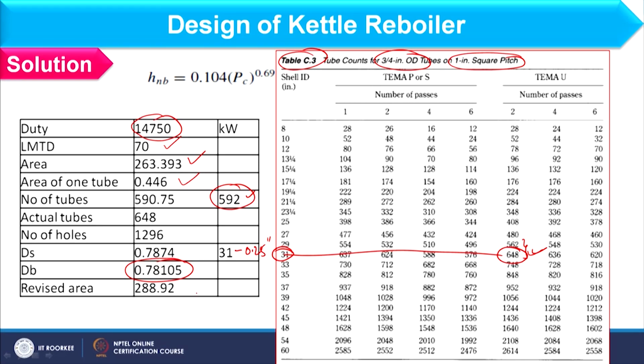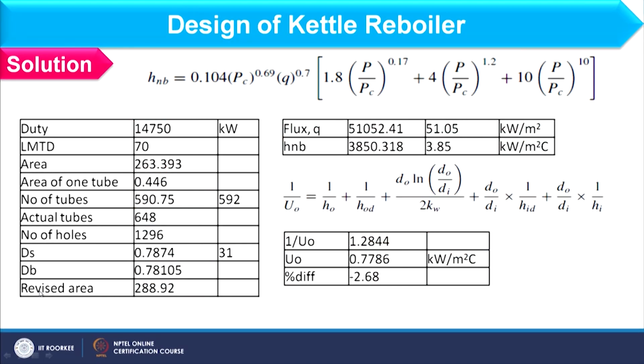Because the number of tubes is changing now, we have to find out the revised area, multiplying this number of tubes with the area of one tube. In this way we can find out the revised area, and we can find out the heat flux Q depending upon the revised area, and the heat transfer coefficient we can find out considering this expression, and the value comes as 3.85 kilowatt per meter square degree Celsius.